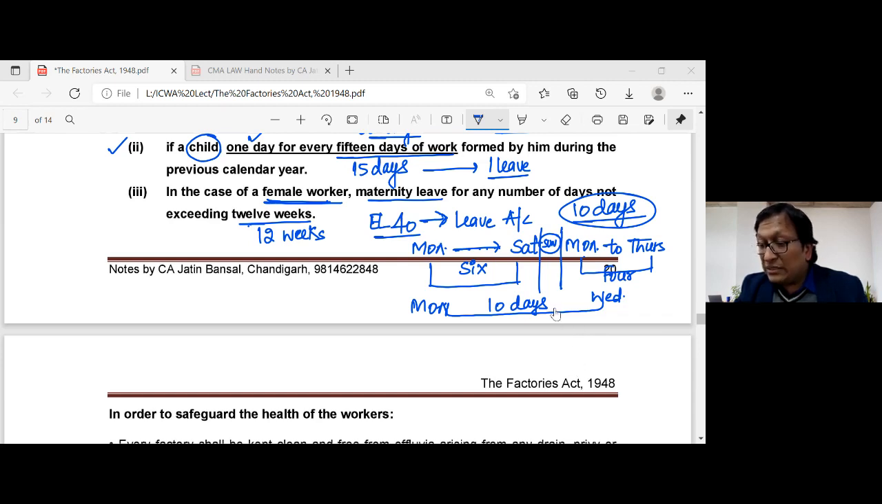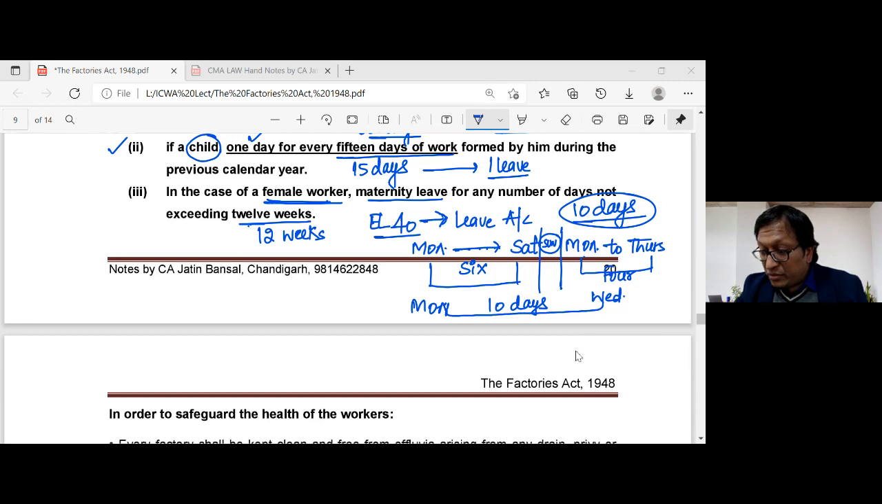This Act is applicable on all types of factories. In case you are working without the aid of power, then it will be 20 or more workers. If you are working with the aid of power, then it is 10 or more workers. Precincts basically means a space that is enclosed with walls. Walls must be there, so that is a place.